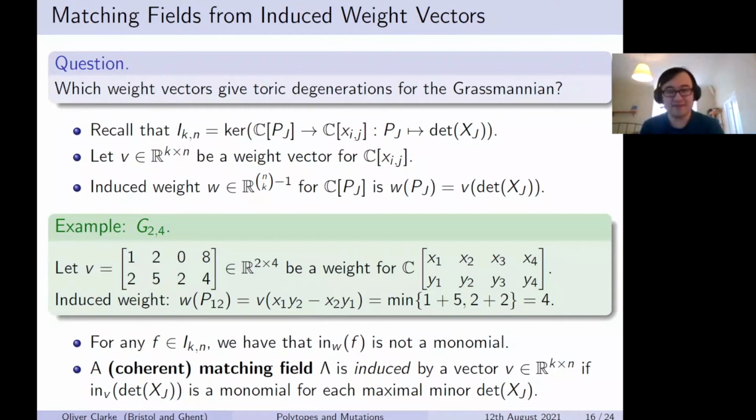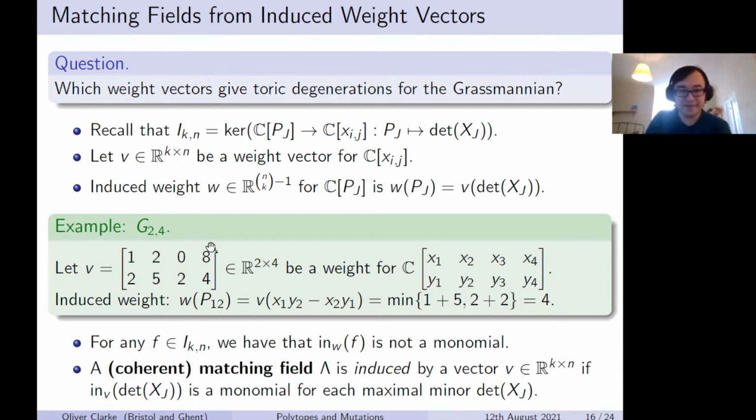And the other thing is that we say that if this weight vector v is generic enough, so that is to say that the initial term of each determinant is a monomial, then this induces what we call a matching field, a coherent matching field. And the coherent matching field has very similar amounts of data to having a point inside of R^{k times n}, such that each of these is a monomial. So for the time being, it's fine to think about a coherent matching field as a choice of weight vector for R^{kn}.